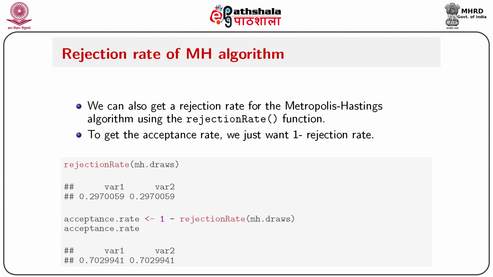The rejection rate of the MH algorithm: we can get the rejection rate for the Metropolis-Hastings algorithm using the rejectionRate function. To get the acceptance rate, we just take 1 minus the rejection rate. That's quite simple. Say rejectionRate, remember the R is uppercase, then mh.draws, giving variable 1 and variable 2. So the rejection rate is 29%, almost 30%. So the acceptance rate is almost 70%.